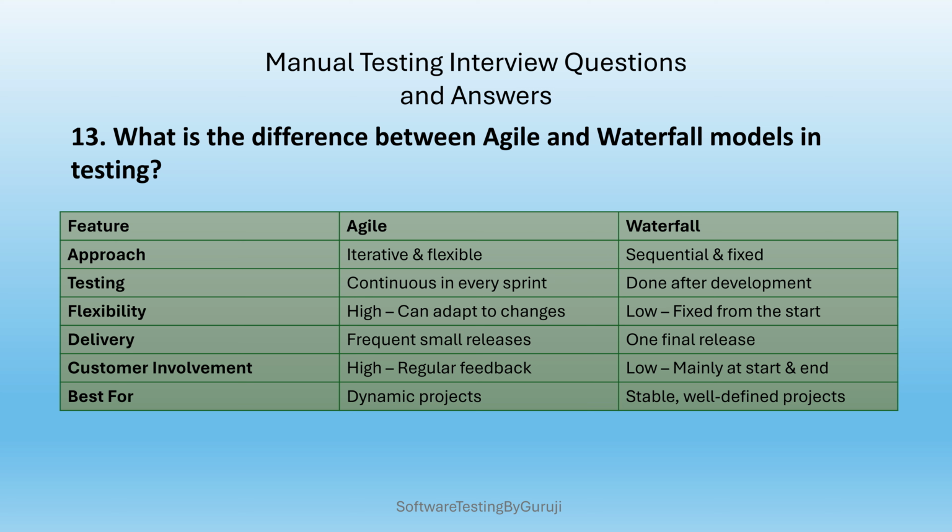Agile delivery: frequent small releases. Waterfall delivery: one final release. Agile customer involvement: high, regular feedback we will get here. Waterfall customer involvement: low, mainly at start and end. Agile is best for dynamic projects, waterfall is best for stable, well-defined projects.